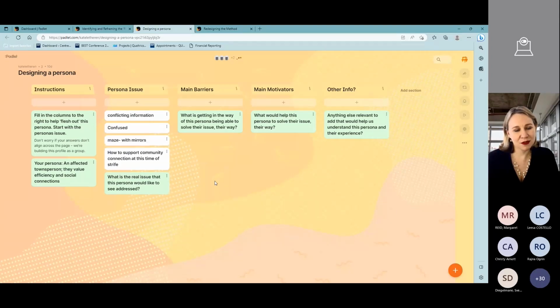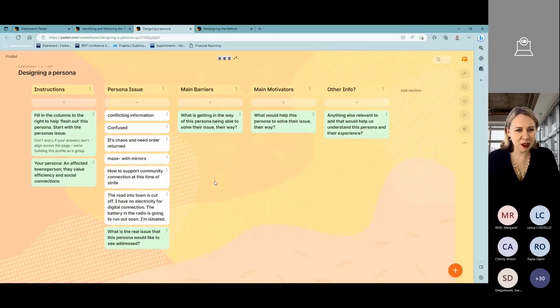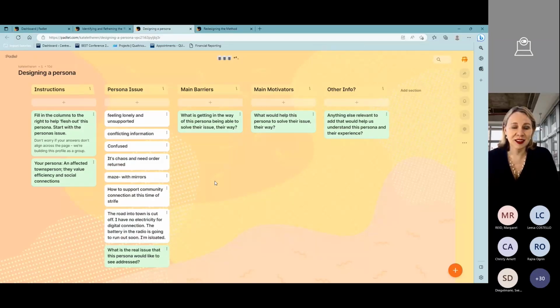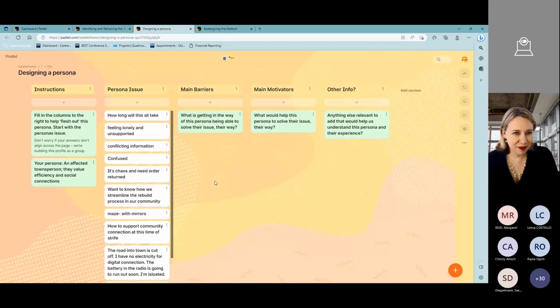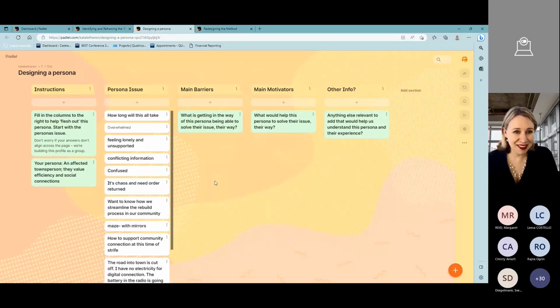They're feeling really confused. They're getting conflicting information. The road to the town's cut off. They have no electricity. The battery to the radio is going to run out soon. They're feeling isolated. Yes, they would be feeling really isolated as someone who values social connections. Feeling lonely. They're feeling unsupported. Wondering how long will it take. Yep, there's the efficiency coming out. I need order returned, it's chaos.